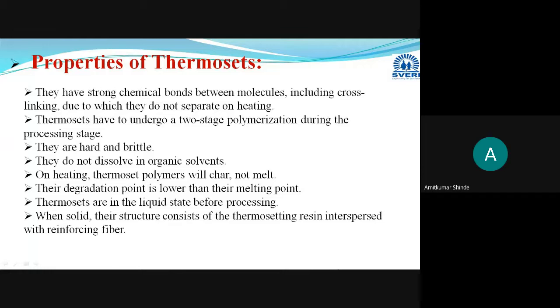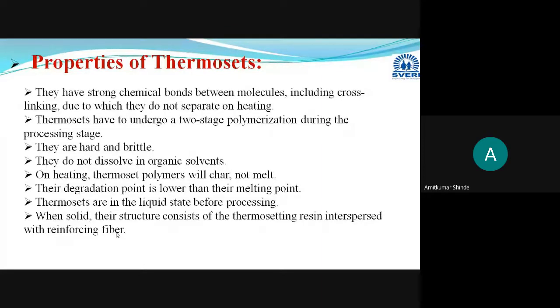Then next, thermosets are in the liquid state before processing. And the last point is related to their structure. These points I have collected from some internet sources only. That's why if you are not able to understand some points, you can ask me. I'll try to explain it again and again.